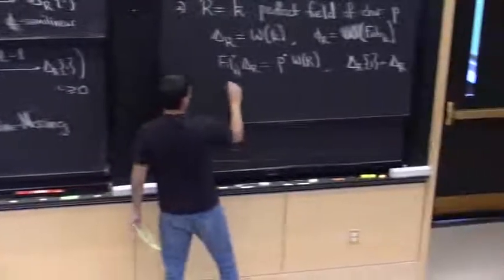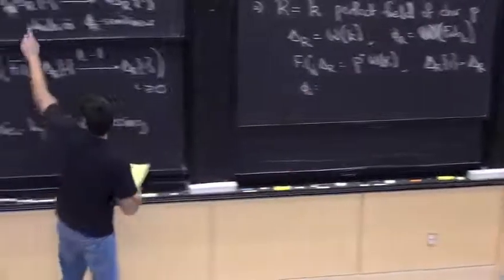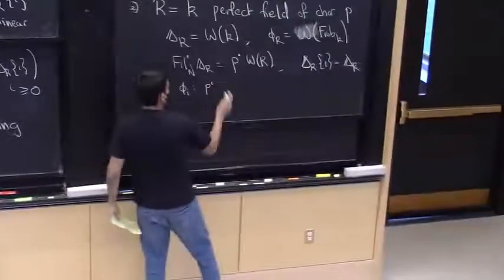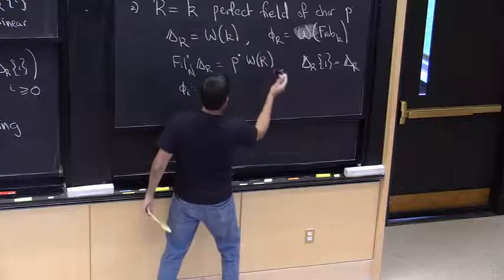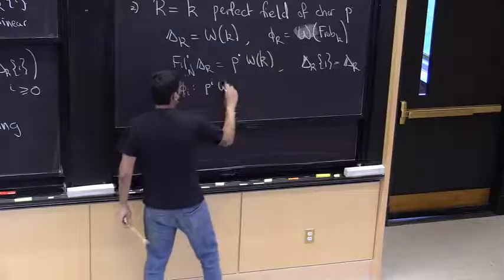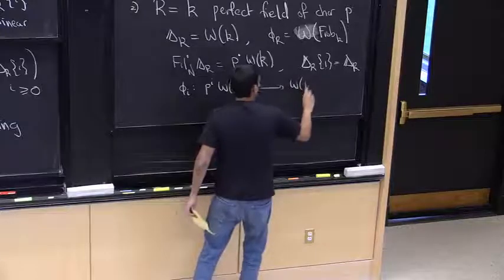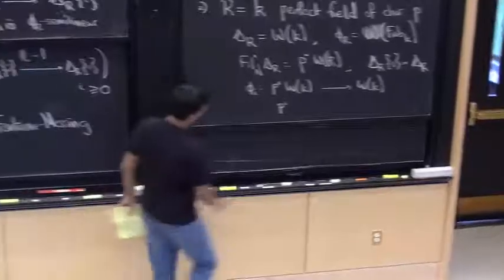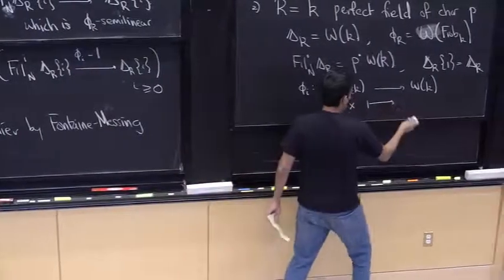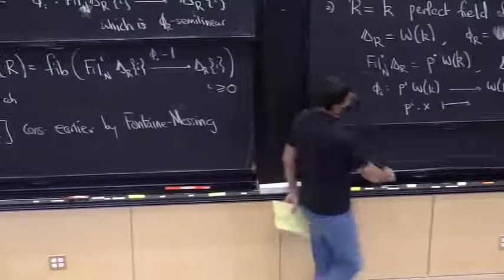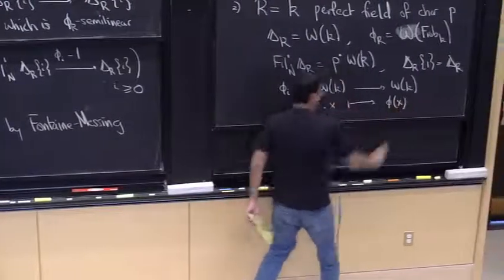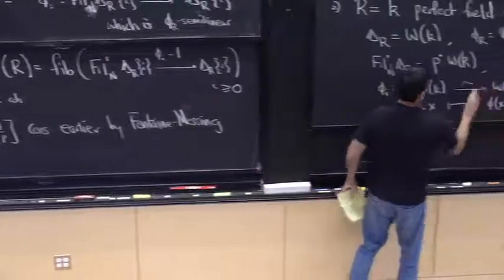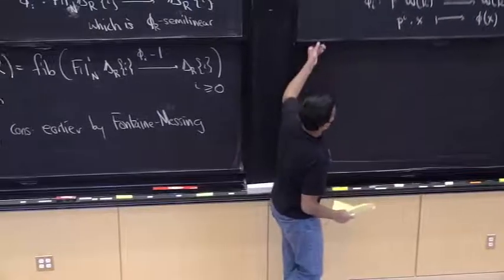So there's no harm in just ignoring it. The divided Frobenius map is supposed to be a map from fill I, ignoring the twist, back to the ring. So it's a map from p to the I times W(k) to W(k). And it's what you would expect from something called the divided Frobenius. So p to the I times x, you do the Frobenius and then divide by p to the I, which just means it's phi of x. In particular, it's an isomorphism, because k is perfect.